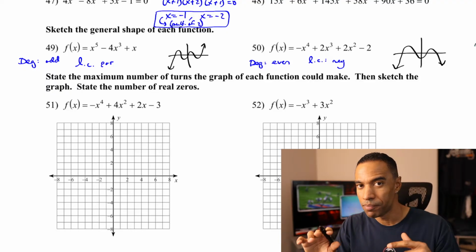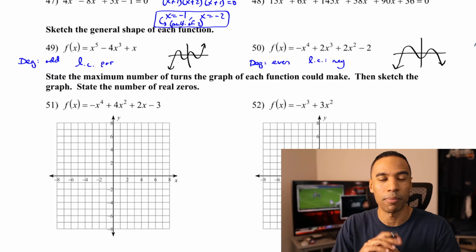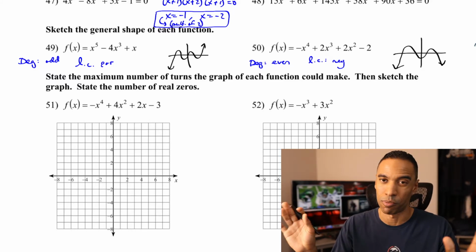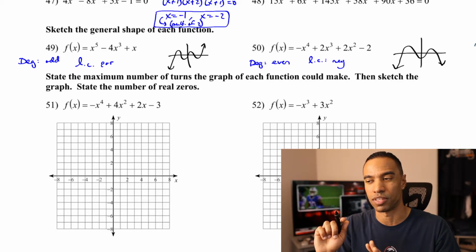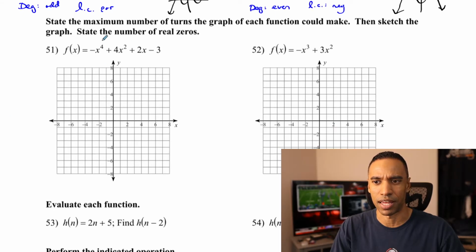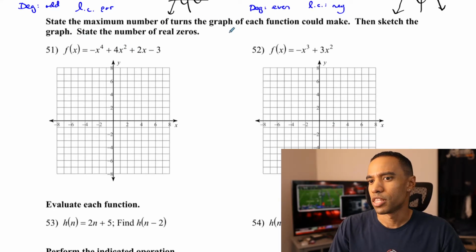The behavior, the number of turns, and potentially how many times they can cross through the x-axis. I think that's really all that's being asked for. If it's asking for more, I'm not diving into it because the solution sets can be irrational and such. I think that's for these problems here: state the number of terms, sketch the graph, state the number of real zeros, things like this.